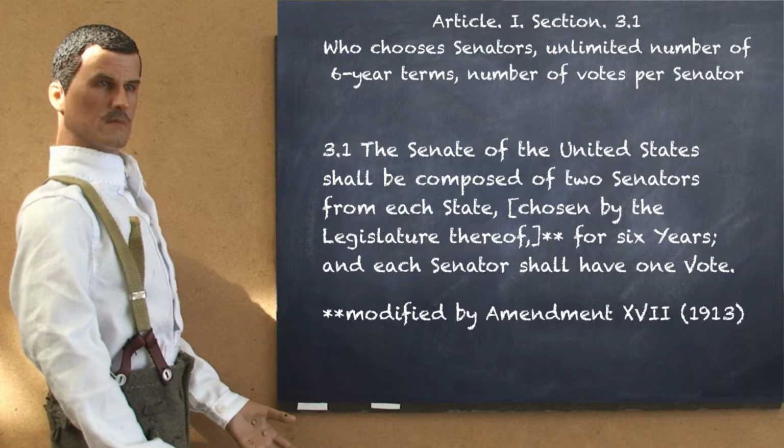And there are 2 senators from each state. Their term is 6 years, and each senator has 1 vote. And it is an unlimited number of terms. There's no term limits on senators.